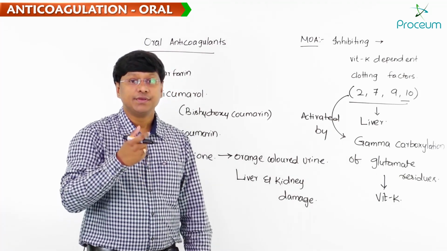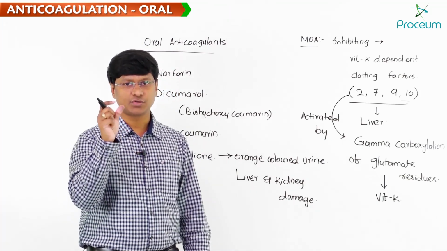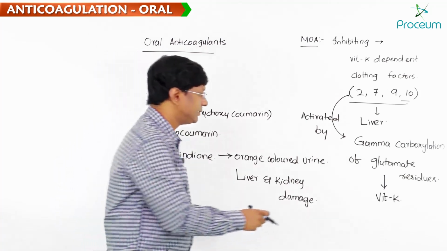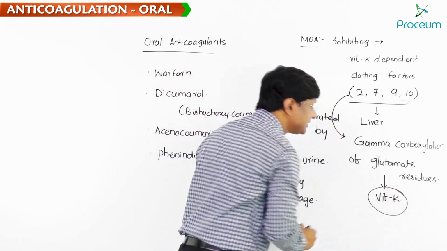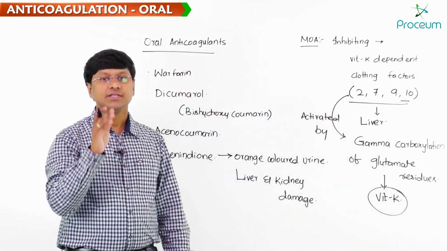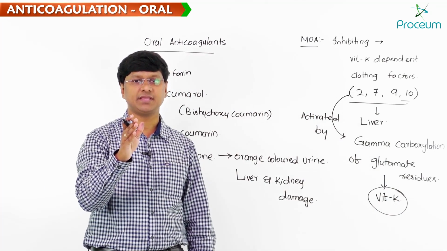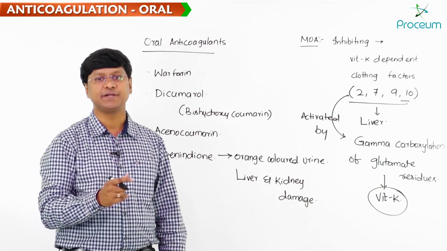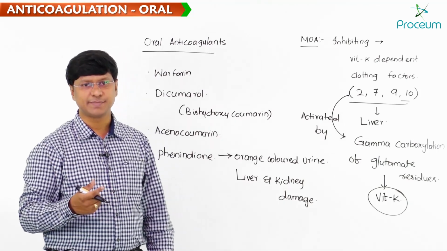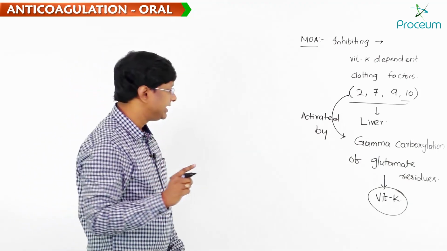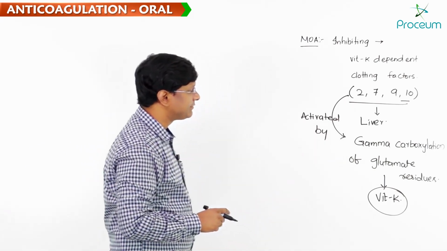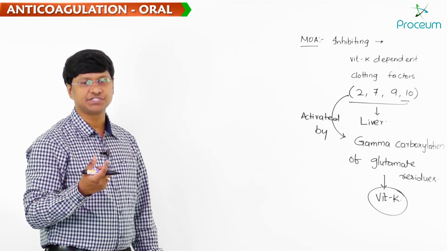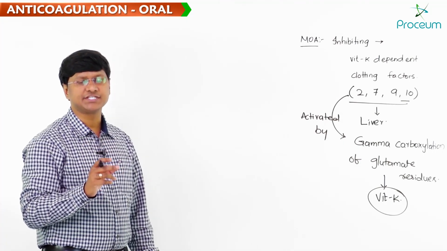Now, you have the hydroquinone form of vitamin K. This hydroquinone form of vitamin K is converted to the epoxide form in this reaction. So let me continue this mechanism of action. In this gamma carboxylation of glutamate residues with the help of vitamin K, what conversions and reactions take place?